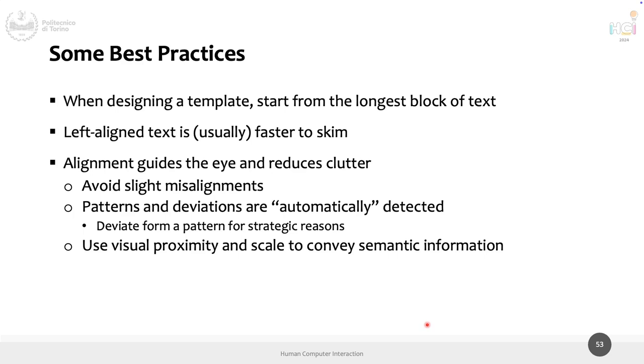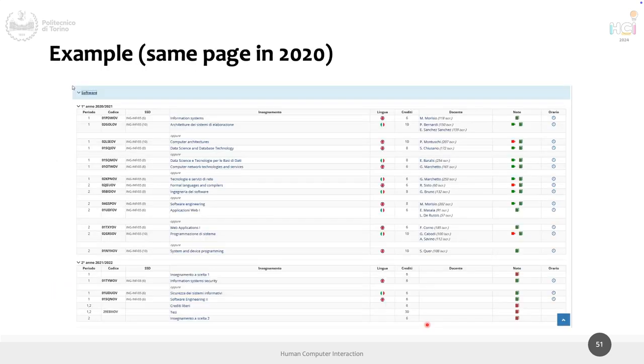Patterns and deviation are automatically detected in both ways, as we talk about consistency. So if you deviate from something, that will be automatically detected. And similarly, if we make a pattern, that will be automatically detected by people in either a good or bad way. So we can deviate from patterns, deviate from consistency for strategic reasons, and use visual proximity, bigger, smaller, closer, etc., and scale to convey semantic information of the content we want to convey. So also colors, but we will talk about colors next time.